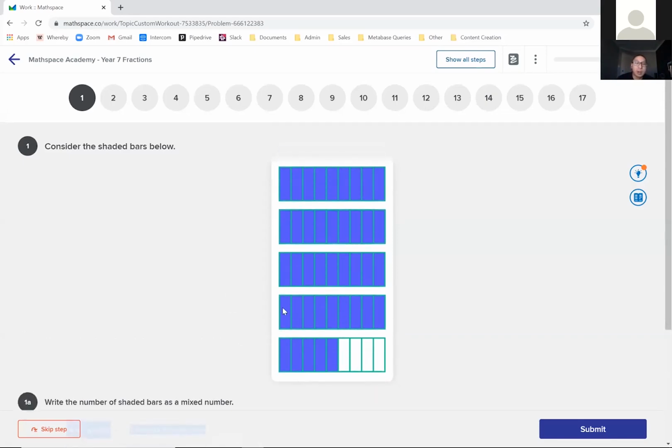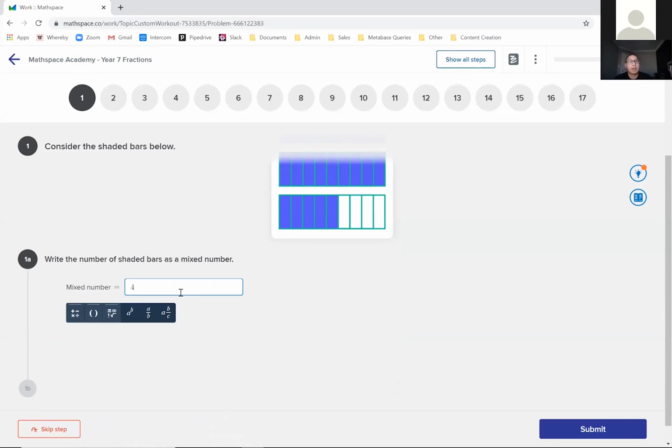So I'm just going to figure out how many little bars this whole is split up into. That's 1, 2, 3, 4, 5, 6, 7, 8, 9. And out of those 9, there are 1, 2, 3, 4, 5. So that means this bottom section is 5/9, but I've also got 1, 2, 3, 4. So I've got 4 wholes and 5/9. Easy.